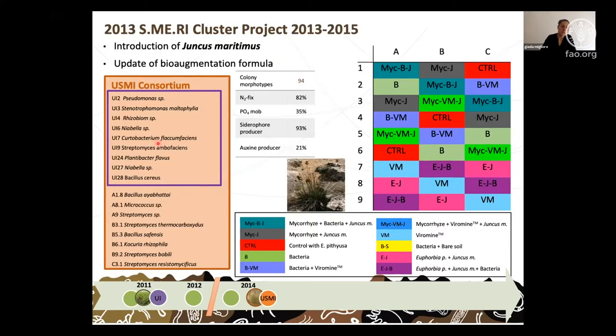In 2013, the Italian project SMERI started, building on the experience gained in the European project Umbrella. The project wanted to transfer the acquired knowledge to a cluster of companies. Within the project, the status of the experimental field was analyzed after about 2 years, and the positive trend already triggered was fostered by introducing the endemic plant Juncus maritimus, able to accumulate lead and cadmium in the root tips. Bioaugmentation was updated, adding to the previous consortium 8 strains ex novo isolated and selected as plant growth promoters. So the experimental field was partly reorganized.